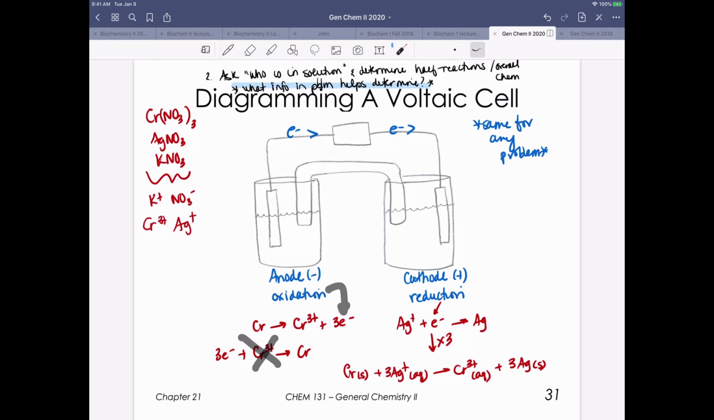And I want you guys to pause for a second and see if you can figure out what to label in here.